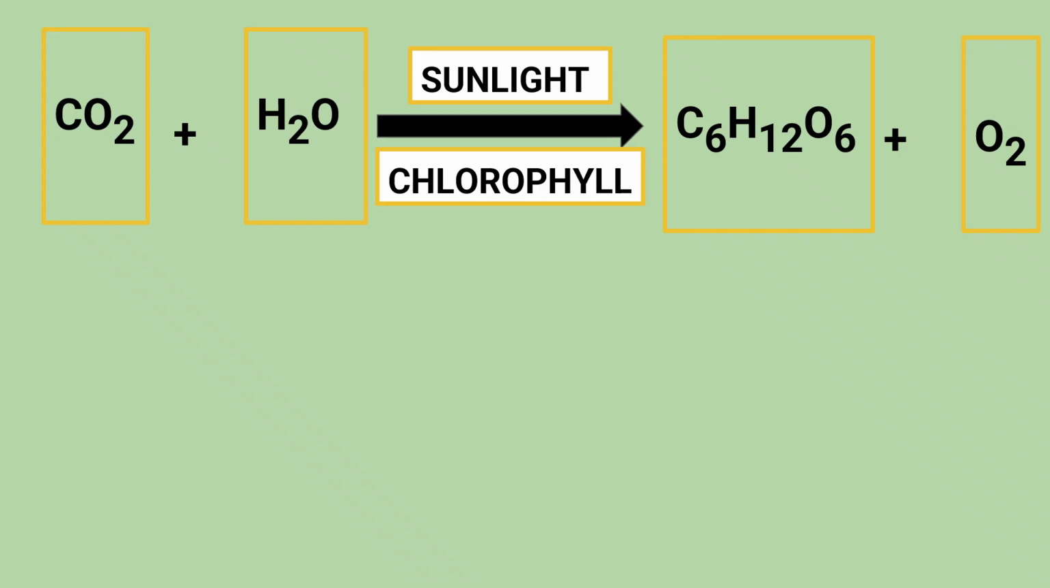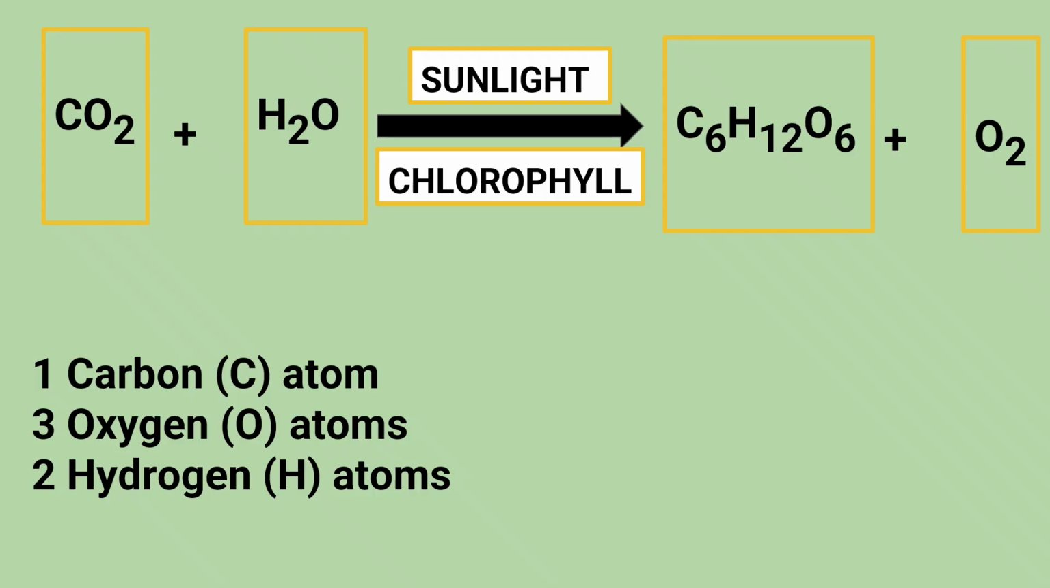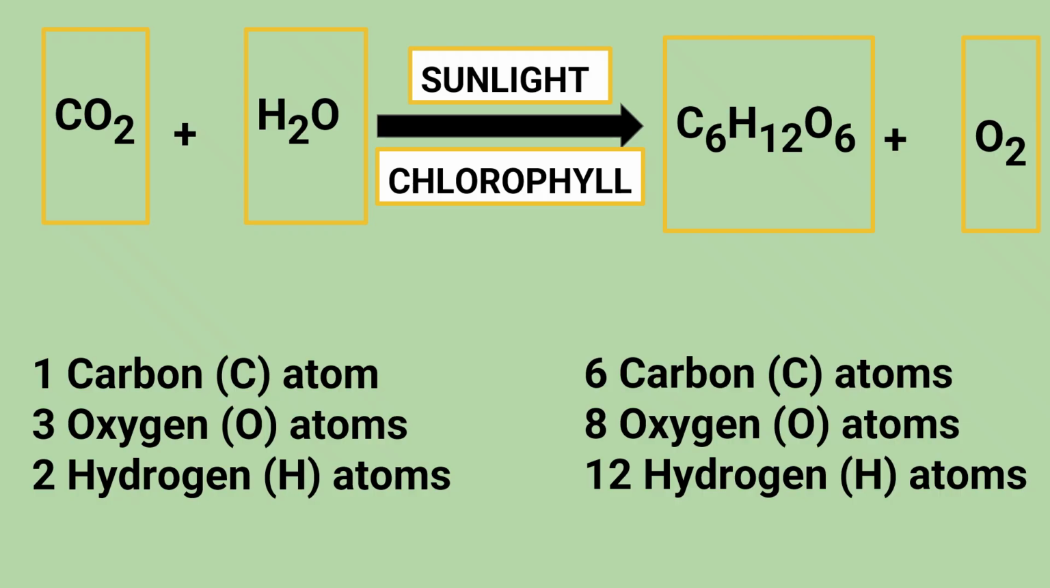In the chemical equation for photosynthesis shown here, we have carbon atoms, oxygen atoms, and hydrogen atoms. On the reactant side of the equation, carbon dioxide (CO2) has one carbon atom and two oxygen atoms. Water (H2O) has two hydrogen atoms and one oxygen atom. In total, on the reactant side, there is one carbon atom, three oxygen atoms, and two hydrogen atoms.